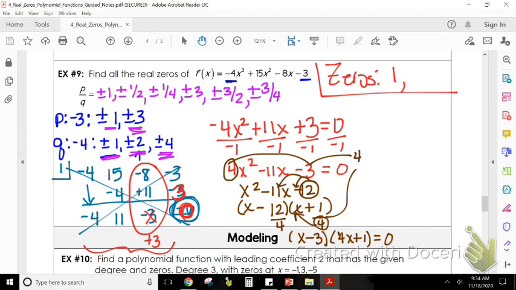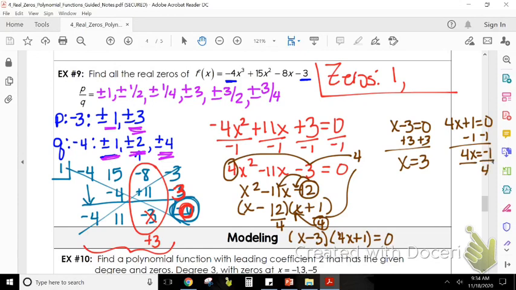So remember, then you're going to set them each individually equal to 0. So x minus 3 equals 0, and 4x plus 1 equals 0. Move your 3, and we got x equals 3. Subtract the 1: 4x equals negative 1. Divide by the 4, and we get x equals negative 1/4. And so there are my other two zeros. So I got 3 and negative 1/4. Of course, all of those are rational, and so you can look in our list, and we had a positive 3 and a negative 1/4 in there, so they were there as well.